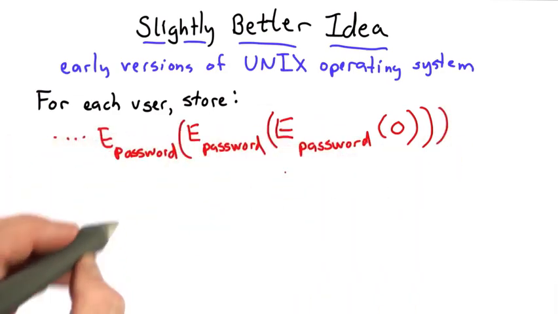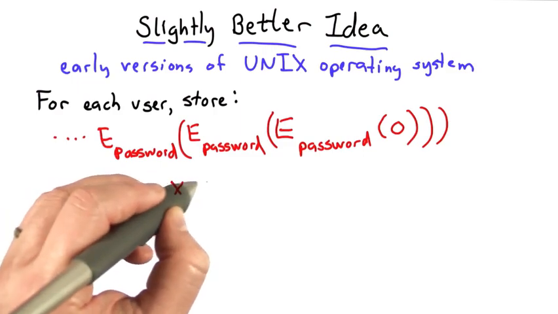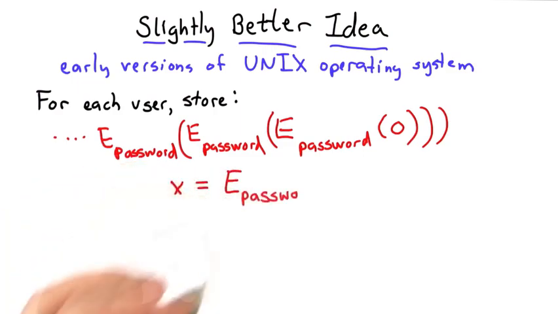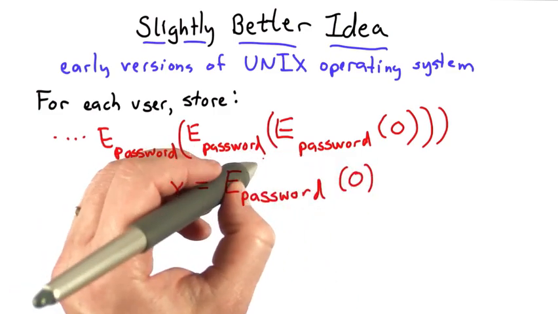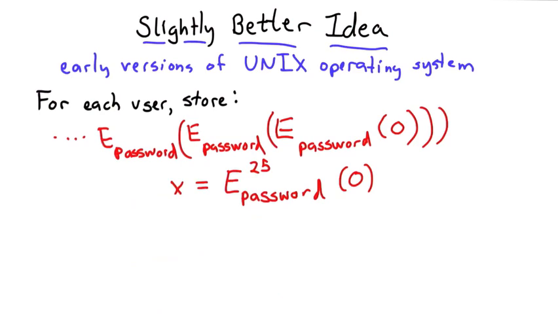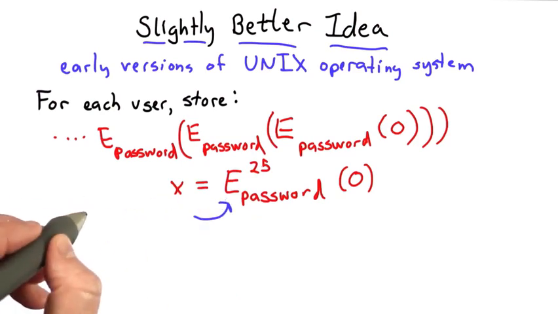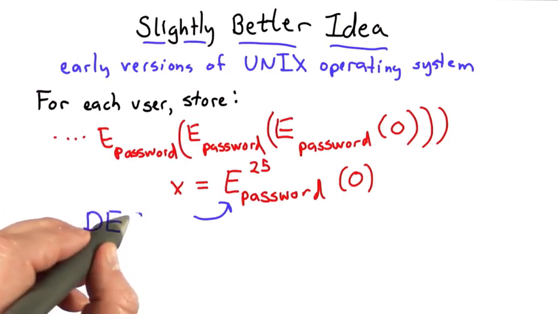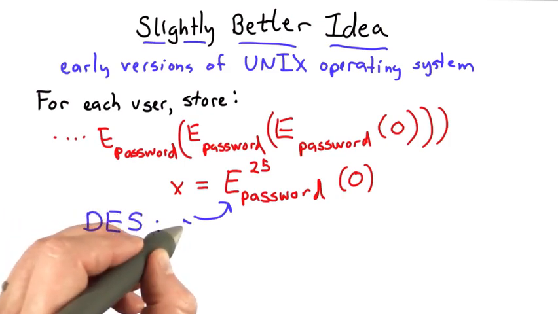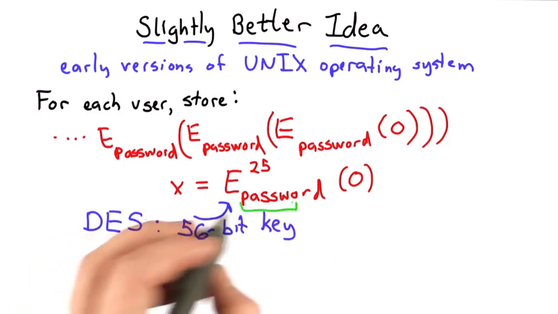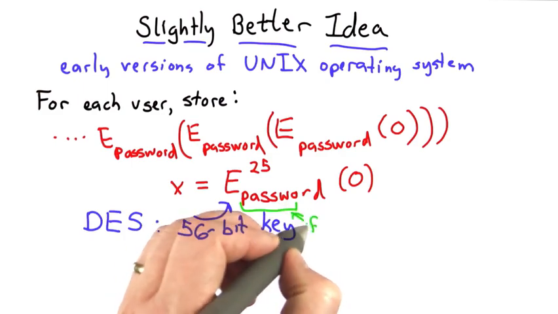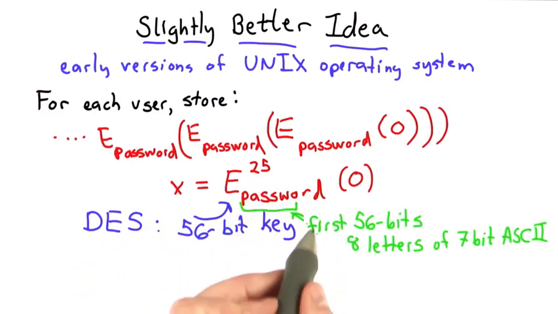And the way this worked in Unix, it was doing this 25 times. So the value that was stored for each user was the result of encrypting using the password as the key, using 0 as the initial value, but looping it around 25 times. There's some problems with the way this was done in early Unix systems. The encryption function was DES, the Data Encryption Standard, which used 56-bit keys. And the key was generated from the password by just cutting it off. Take the first 56 bits. So with the 56-bit key, the first 56 bits of the user's password are used.